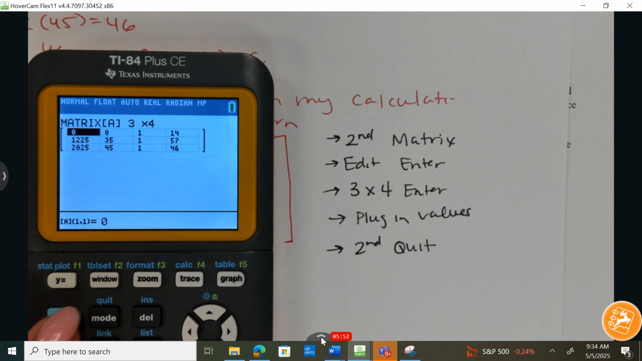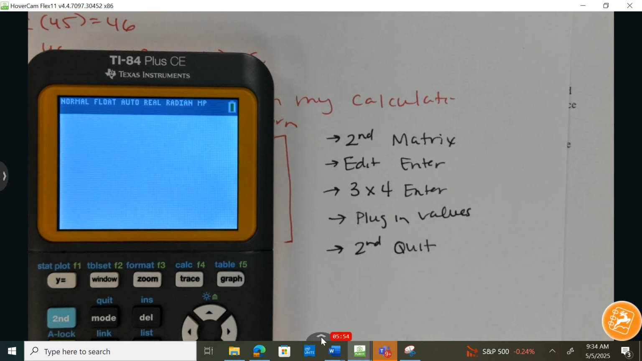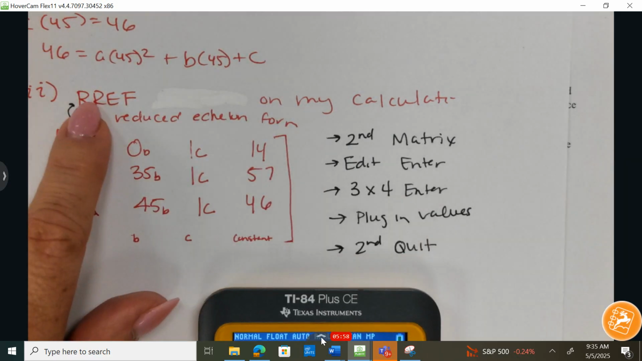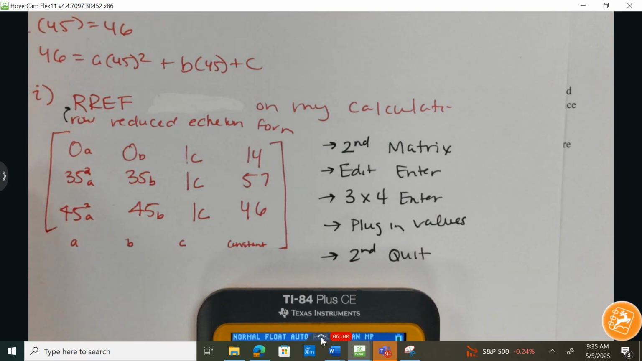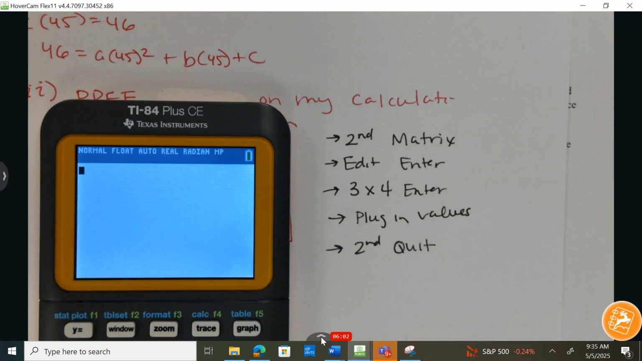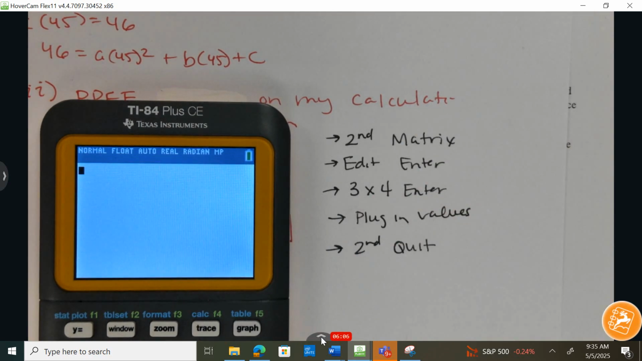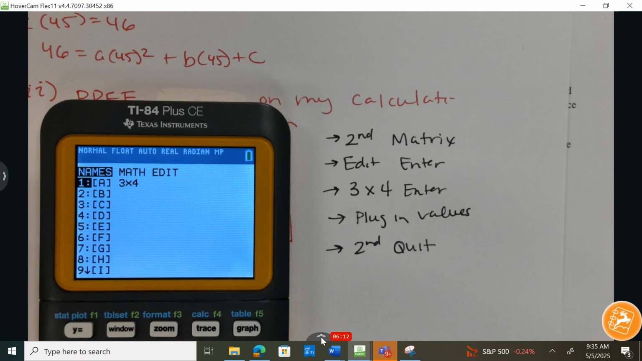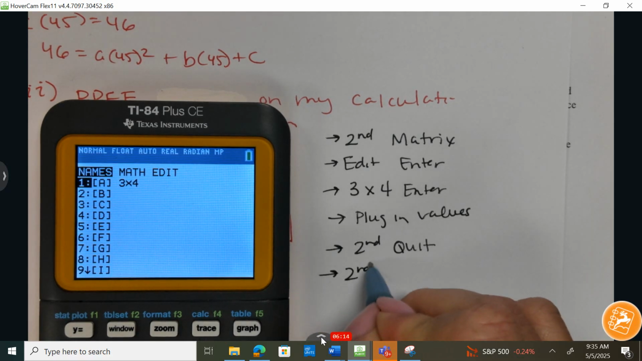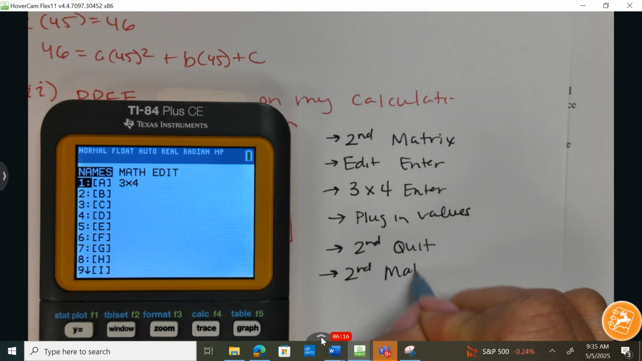and quit. Second, quit. So I've programmed in this matrix, and now I'm going to use this RREF in order to solve for A, B, and C. Actually, to be honest with you, I would even write down these steps so they know exactly what you're doing. Then I'm going to hit second matrix on the calculator. Second is that blue key, and then the matrix.